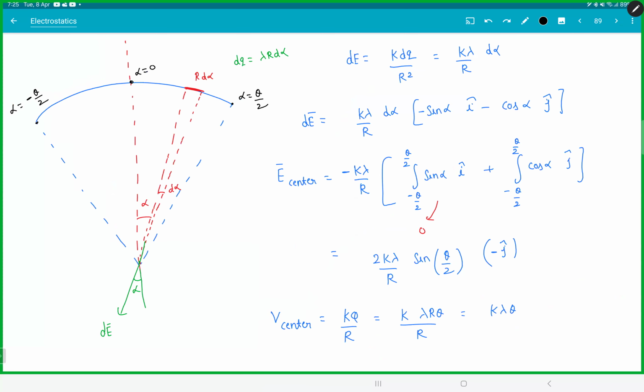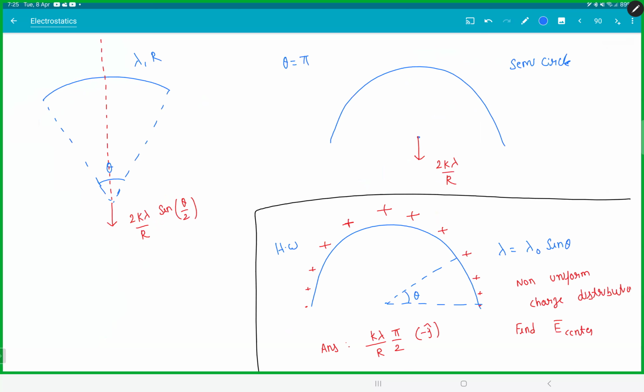Is that clear what we did? So the whole steps are same. Taking an element, taking components, सब same है. सिर्फ lambda का place में you have to substitute lambda, not sine theta here. Theta changes from this, and then that would be the answer. You can verify it for yourself.